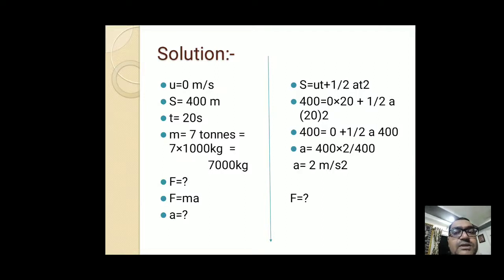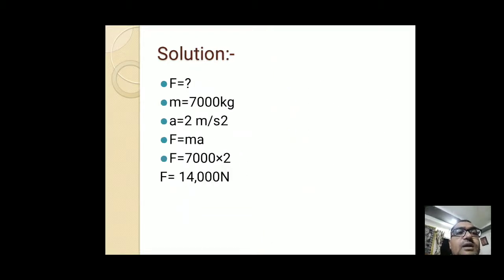And students, in this question second, we have to find the value of F. So F equals question mark. Finding F, here mass is given 7000 kg and acceleration is 2 meter per second square. So we apply the basic formula, F equals ma, and put in the values: mass 7000 multiplied by acceleration 2 meter per second square. So 7000 into 2 will become 14,000. So the force acting on the object is 14,000 Newton. So this is the answer of the particular question.